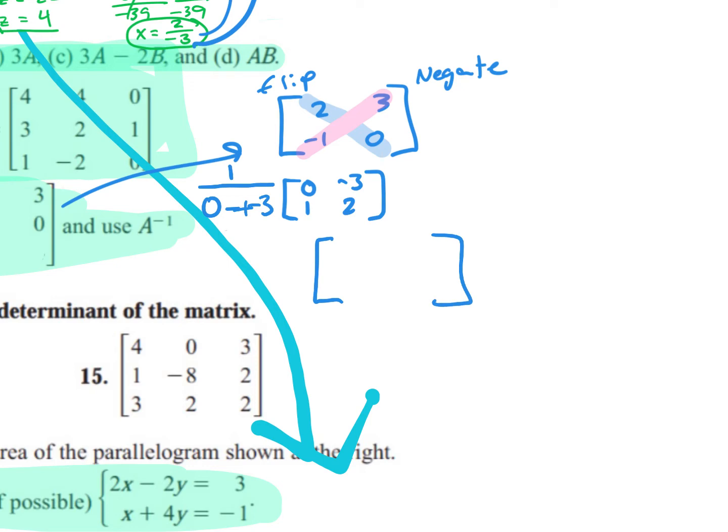So 0 times 1/3 is still 0. -3 times 1/3 would be -1. 1 times 1/3 would be 1/3. And 2 times 1/3 would be 2/3. So this would be our inverse.